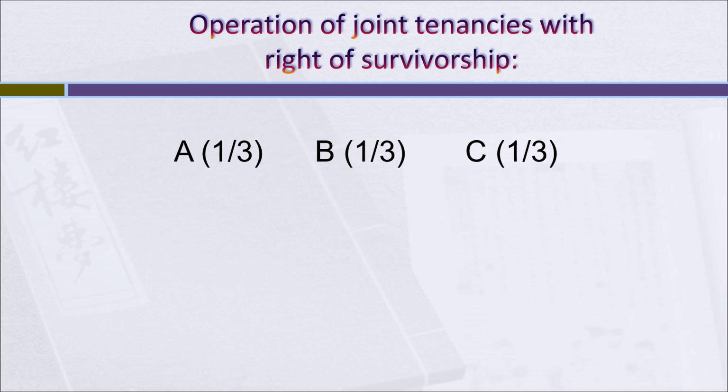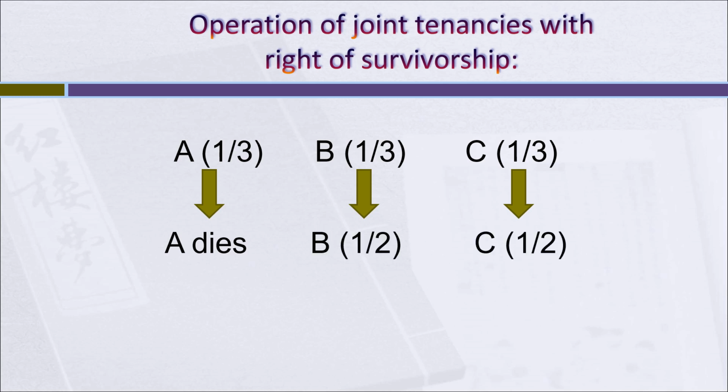In this slide, we're going to look at the way the right of survivorship works. We're going to assume the property is owned 1/3 by A, 1/3 by B, and 1/3 by C, and the 3 of them are joint tenants with right of survivorship. So each of them owns the property and has the right to possess it. Then let's assume that A dies. What happens to B's and C's shares? Well, they get bigger, so that now B has, instead of a 1/3 interest, a 1/2 interest. Likewise, C now has a 1/2 interest.